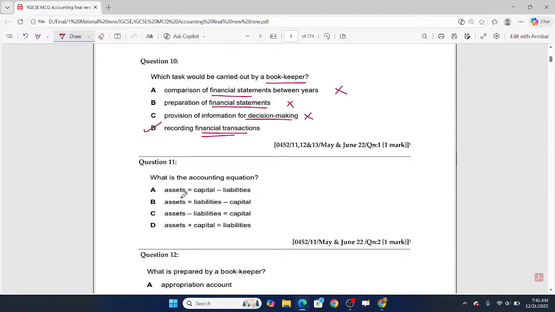What is the accounting equation? Asset is equal to capital minus liability. No, it's plus liabilities. Asset is equal to liabilities plus capital is correct. Assets minus liabilities is capital. So C is the correct one. Asset plus capital is equal to liabilities also. No. Assets minus capital is the liability.